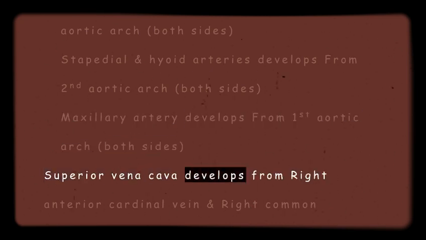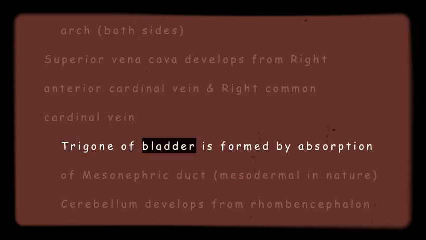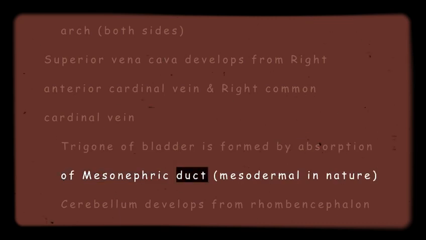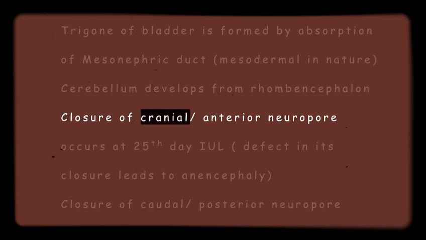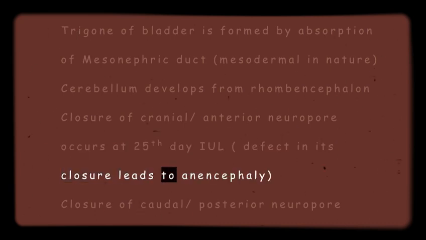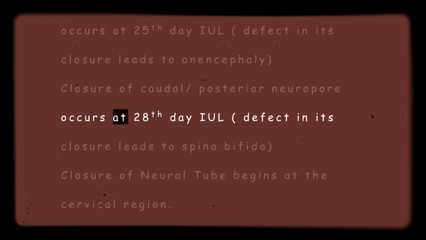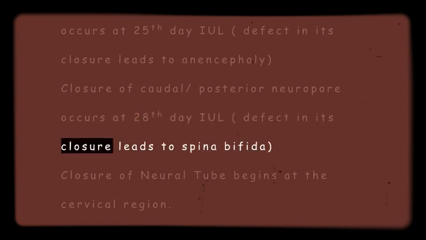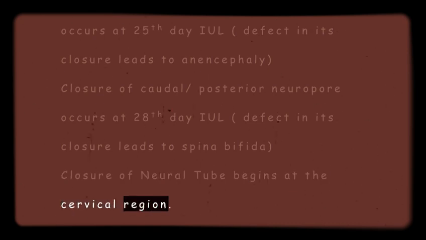Superior vena cava develops from right anterior cardinal vein and right common cardinal vein. Trigone of bladder is formed by absorption of mesonephric duct, mesodermal in nature. Cerebellum develops from rhombencephalon. Closure of cranial / anterior neuropore occurs at 25th day IUL, defect in its closure leads to anencephaly. Closure of caudal / posterior neuropore occurs at 28th day IUL, defect in its closure leads to spina bifida. Closure of neural tube begins at the cervical region.